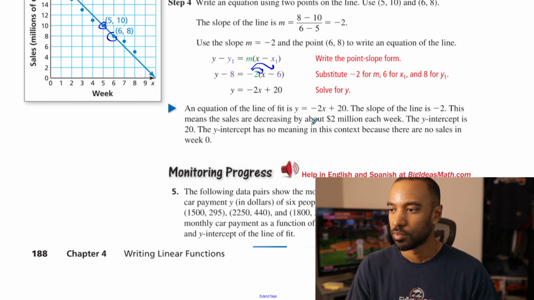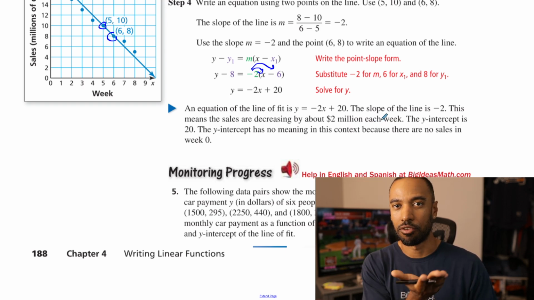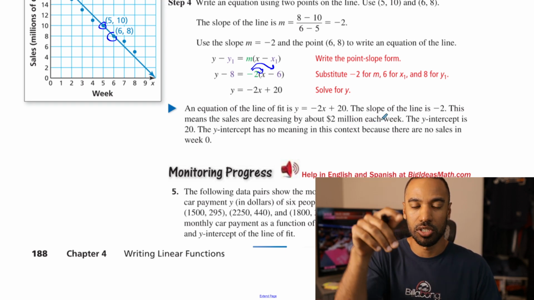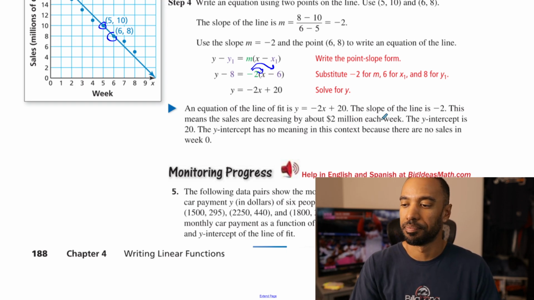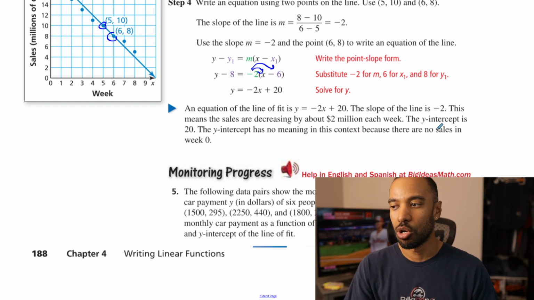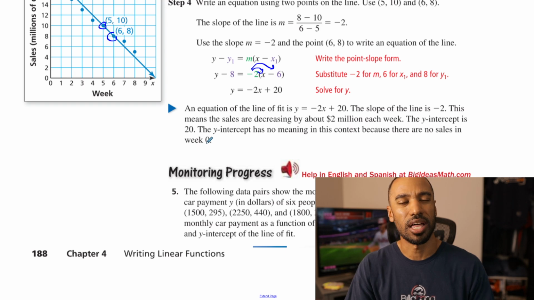Well, the slope: the sales are decreasing by about $2 million each week. Down 2 over every 1. The 2 is in millions of dollars. Down 1 is every week. Boom. The y-intercept has no meaning because there are no sales in week 0. So that's kind of interesting.